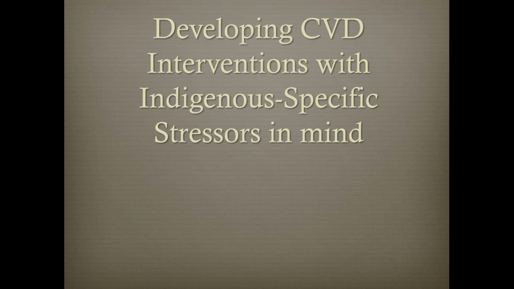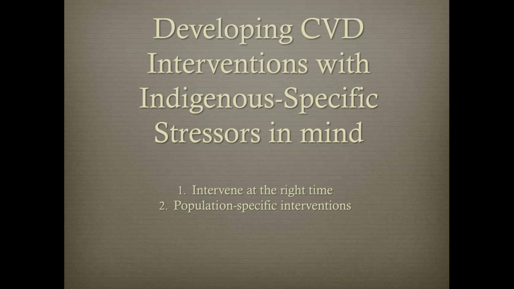Okay, so now I've talked a little bit about some of these risk factors and how Native people might be more at risk for heart disease, and some pathways that maybe we hadn't thought about before. And it really comes down to these two things. One, it's important to intervene at the right time. Two, population-specific interventions are very important.